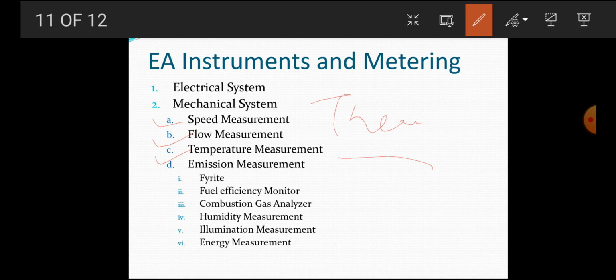Then the other is non-contact type, which we have recently seen in COVID, that is the infrared thermometer gun. So they measure the thermal radiation emitted from the object. Since the emissivity of the object is fixed, the temperature of the object can be calculated using the infrared energy emitted by the object. So with this help we can find the temperature.